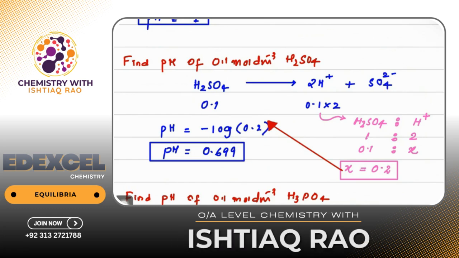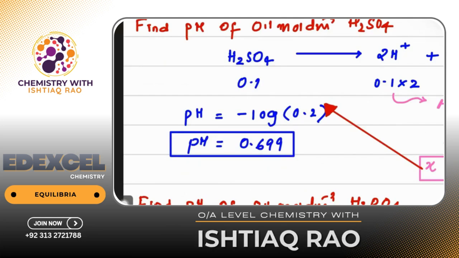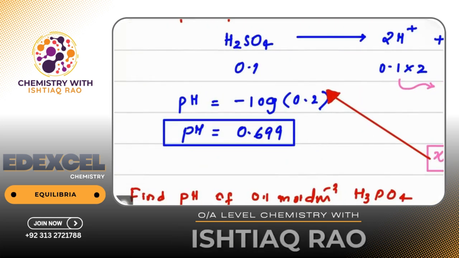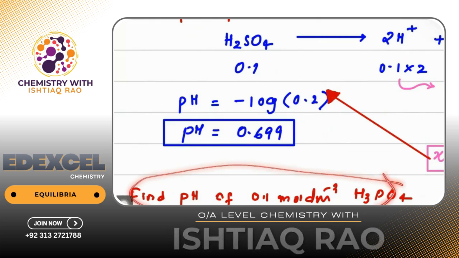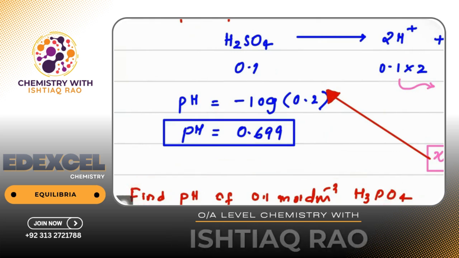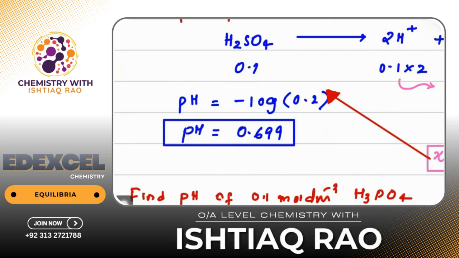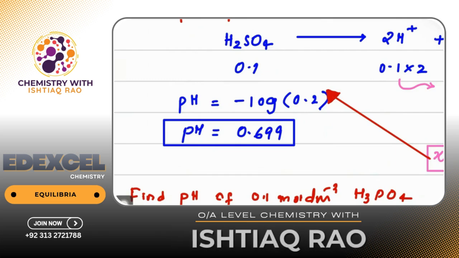What do you think about that? What's the answer for this question? You can try this. Find the pH of 0.1 mole per dm cube H3PO4. What's the answer for this one?